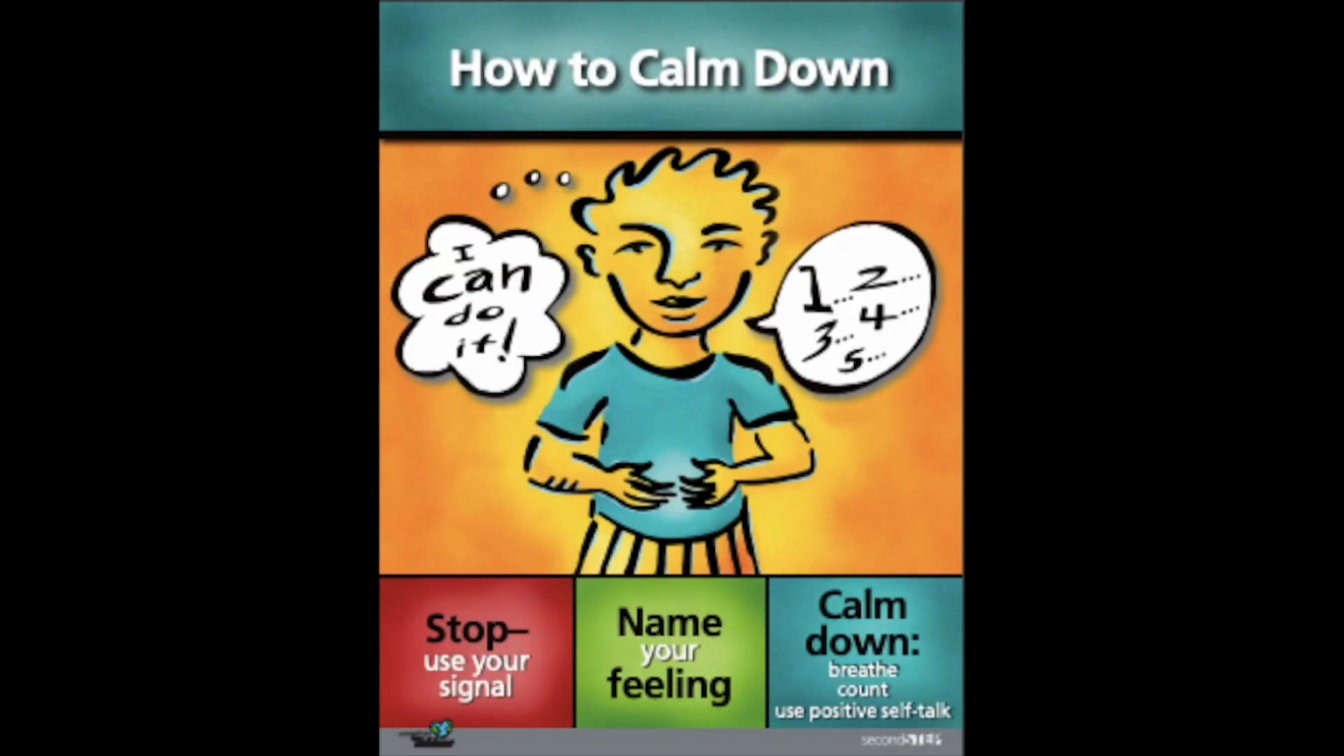Take a look at the How to Calm Down poster. Stop, name your feelings, calm down. Tanisha's learned this too, so she uses self-talk and she says, stop. Be cool. I feel annoyed and jealous. Then she does some belly breathing. Now she feels more ready to focus her attention on her desk.